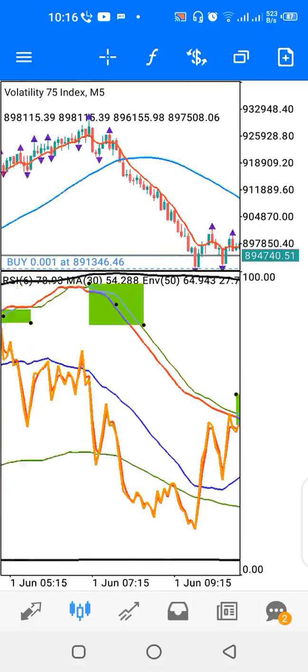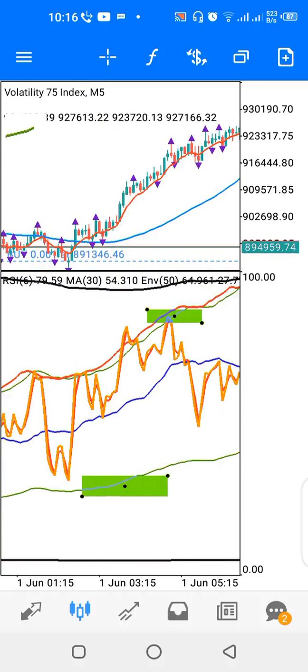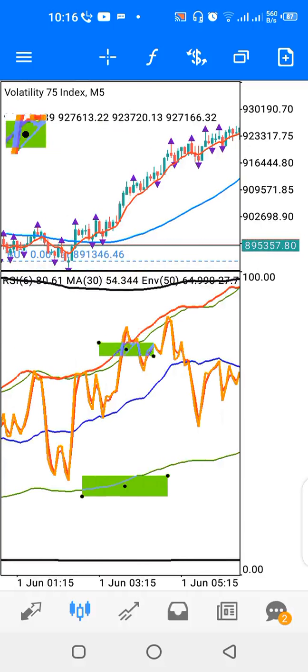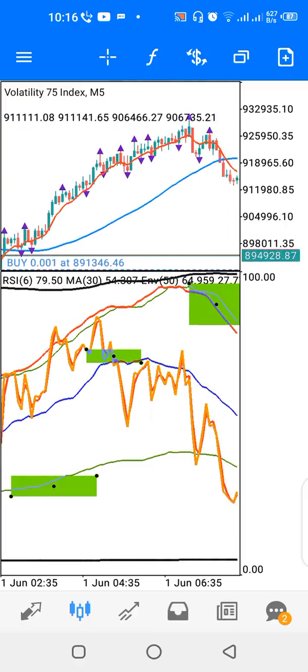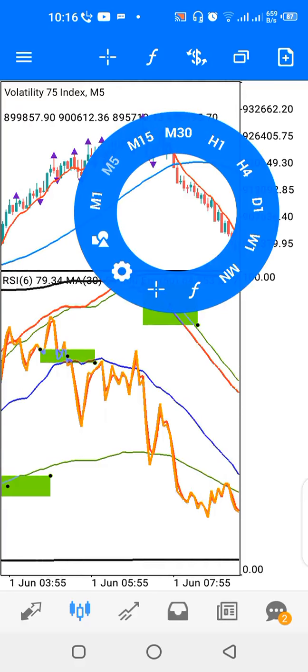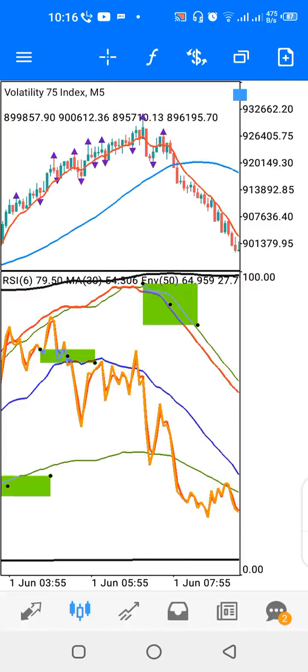Now for sell trades, just like the opposite of buy trade, when it gets to the upper green line and it starts to come down, then crosses down on this blue line, now look for my sell trades like we have around here. So all I need to do is just compare with what's happening on the main chart.